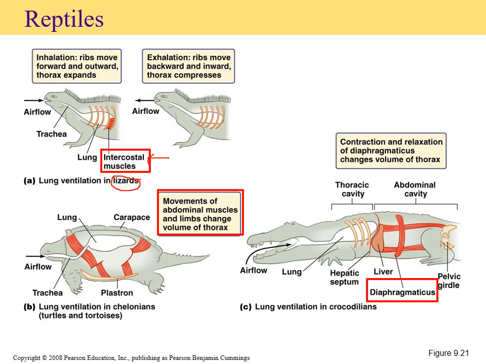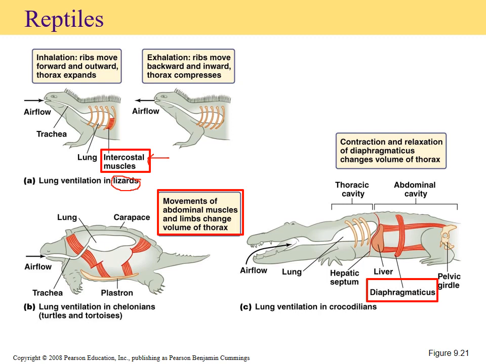The last ones on the side right here, those are little crocodiles. With the crocodiles, what we see happening is that very similar to us, they have this muscle that separates their thoracic cavity from their abdominal cavity. We call it our diaphragm. They call it their diaphragmaticus, so it's a little bit of an extended name, but it's the same concept.